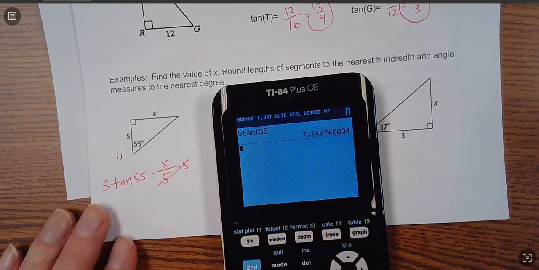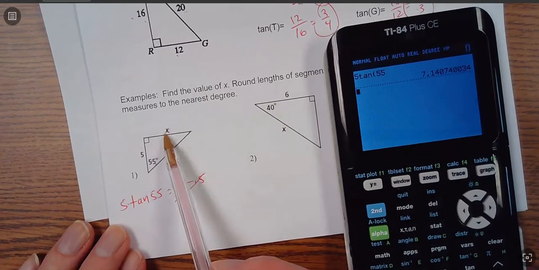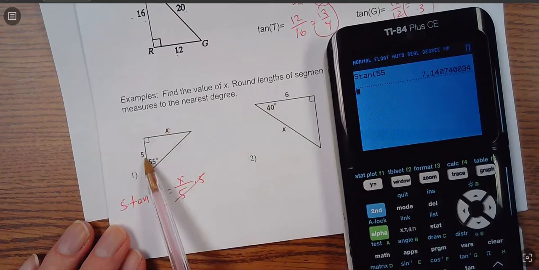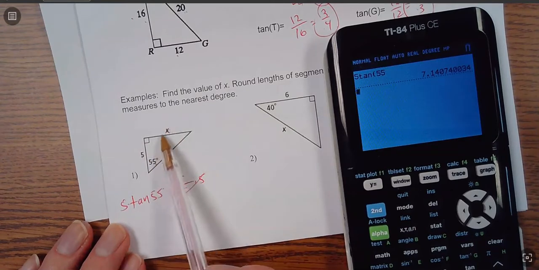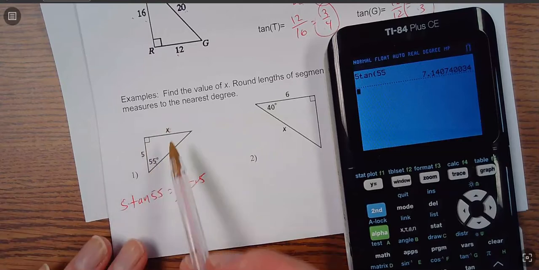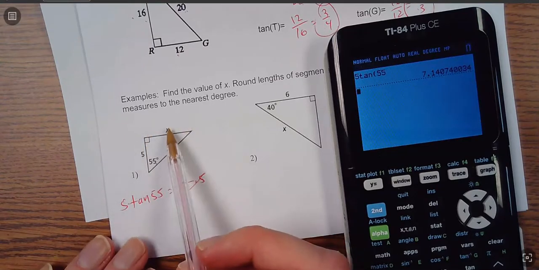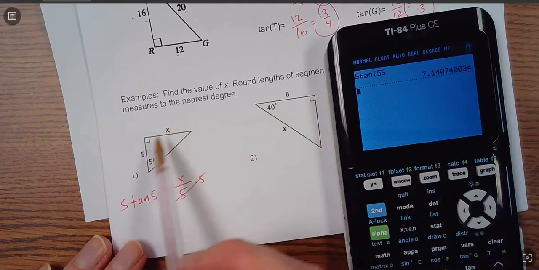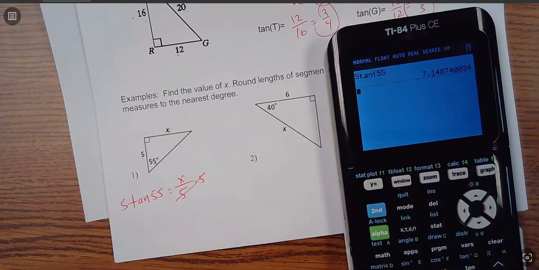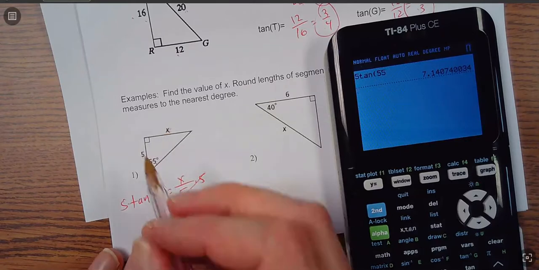You get 7.14. Now does that make sense that this would be 7.14? Well, that's 5, and now you don't want to go by looks because the pictures are not always drawn to scale, but it makes sense that this would be about 7. Now, if I got an answer of like 42, well, if that's 5, that's not going to be 42. That's way too big of a difference, okay?